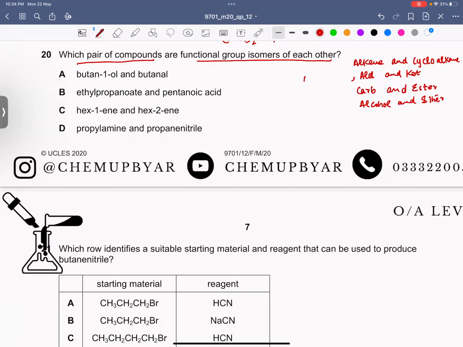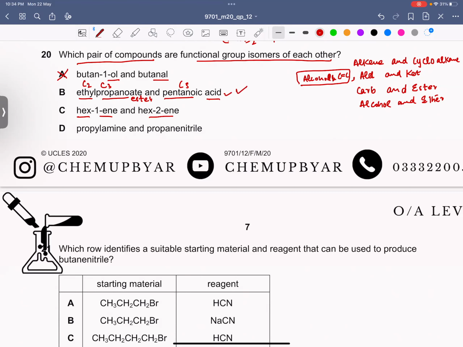If you recall, there is one more thing. Alcohol, that is OH, and a carbon-carbon double bond, if these two groups are present in one compound, it can be a functional group isomer of aldehyde and ketone. So here we have an alcohol and an aldehyde, so A is not the answer. Here I have 5 carbons. If you work on this, there are 2 carbons over here and 3 carbons over here, and it's an ester. And here we have an acid. So this is the correct answer.